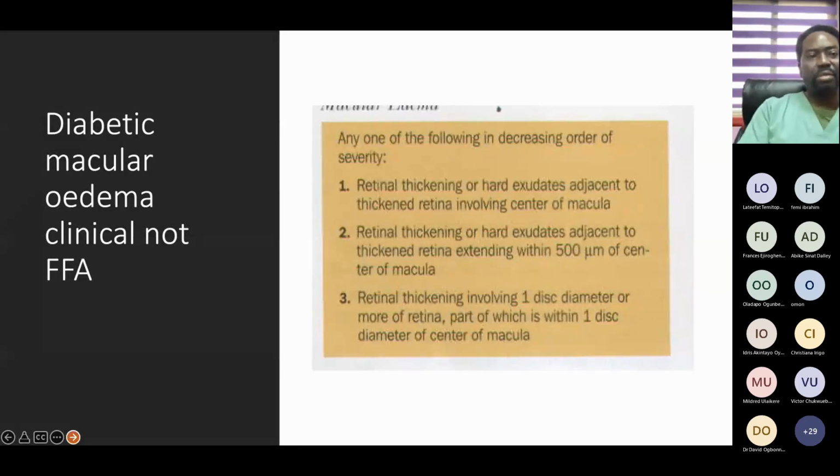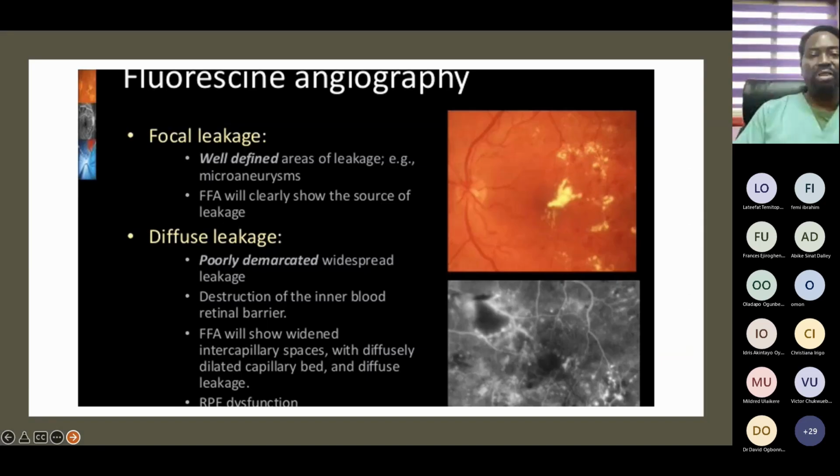Don't forget the established definition of macular edema. This actually is a clinical definition, but the OCT helps us to identify it better. Now, the OCT in diabetic macular edema can also help us to classify what type of leakage is going on, focal or diffuse leakage. In focal leakage, you see well-defined areas of leakage, as will happen in microaneurysms. The FFA will clearly show the source of the leakage, whereas diffuse leakage is poorly demarcated, it's widespread, and the FFA will show widened intercapillary spaces with a diffusely dilated capillary bed and diffuse leakage.